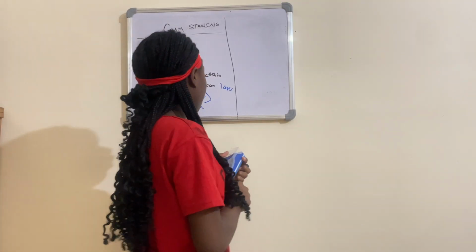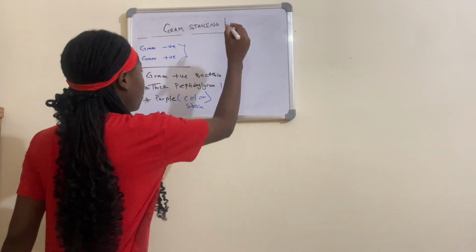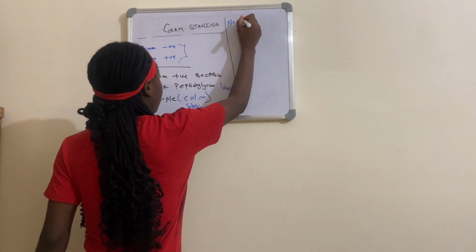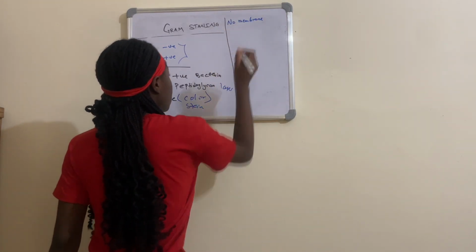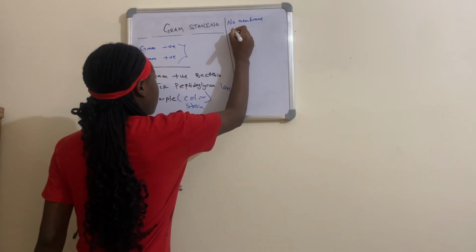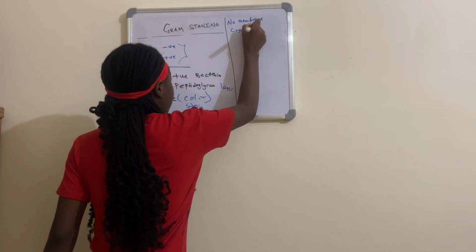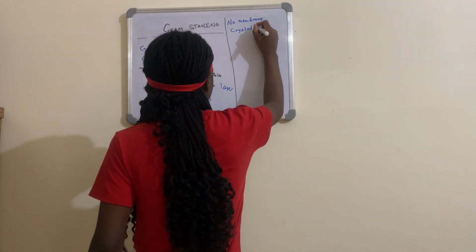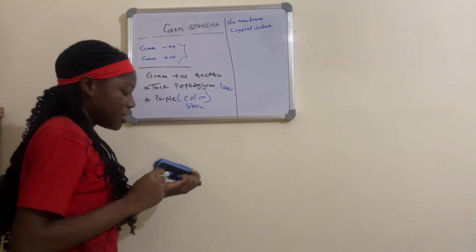Another thing is that the gram-positive bacteria have no outer membrane, right? There is no membrane here. So they retain the crystal violet stain. I will explain this in detail, don't worry. So they are purple in color after they are stained.